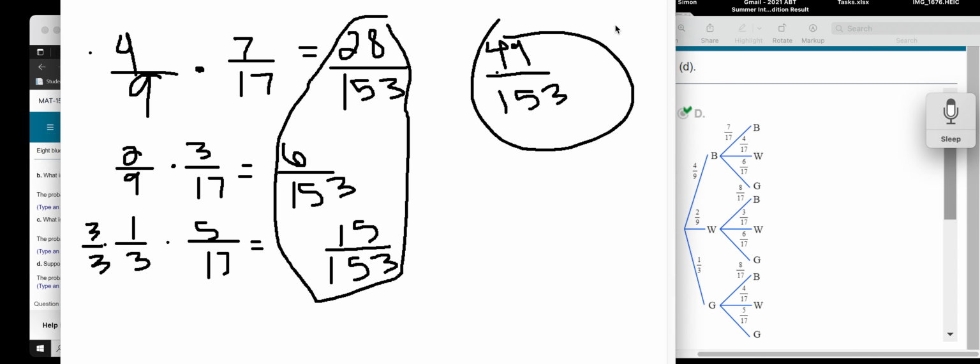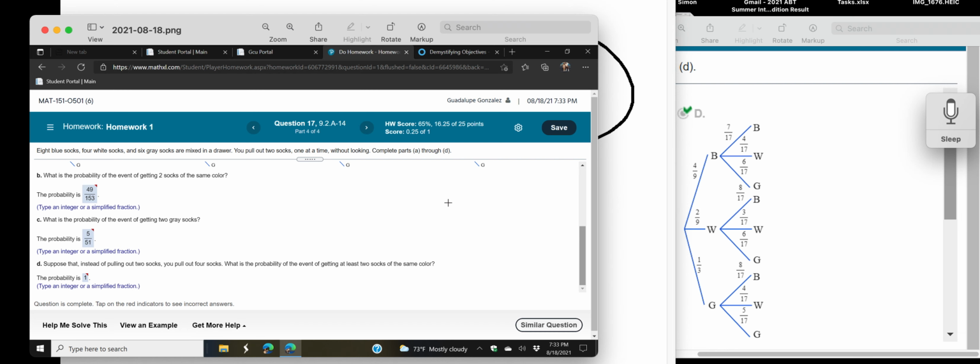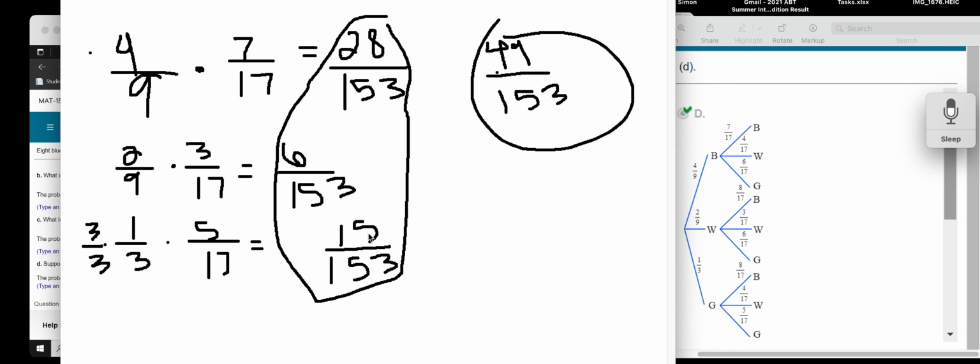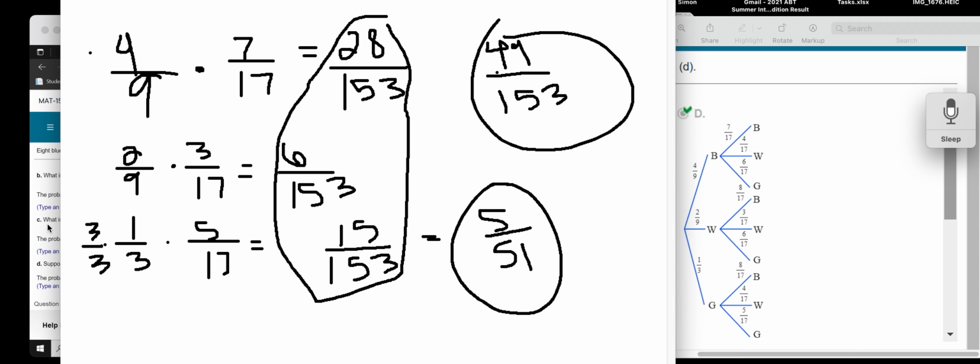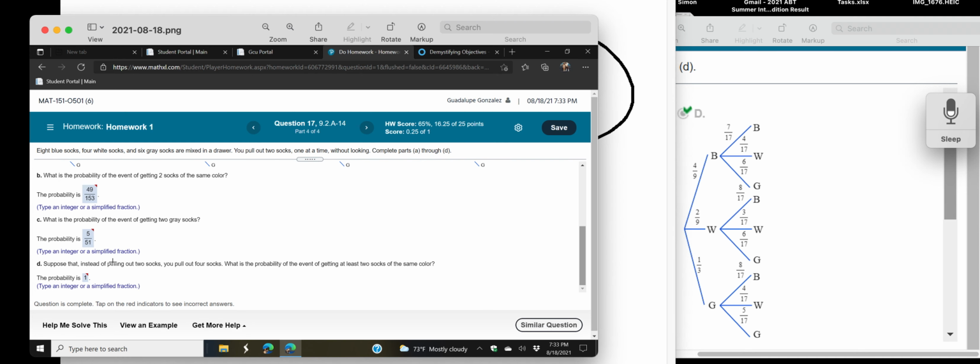Well, I already did that. 2 gray socks was this bottom one, 15/153, which reduces to what they have here, 5/51. So if I divide the top by 3 and the bottom by 3, that gives me 5/51. So actually part B was more work than part C. Then in part D, you're not actually doing math.